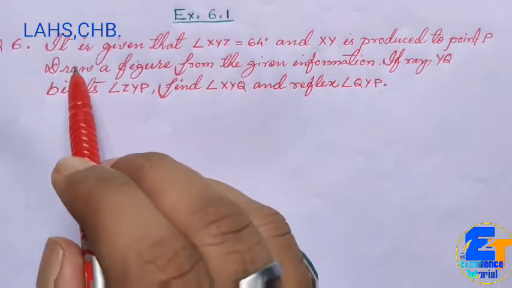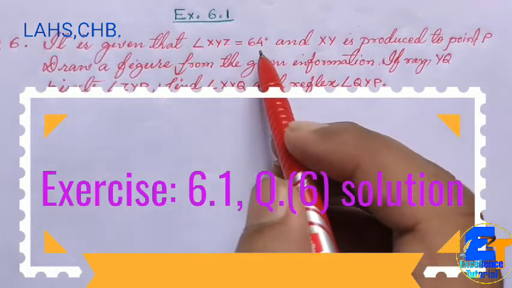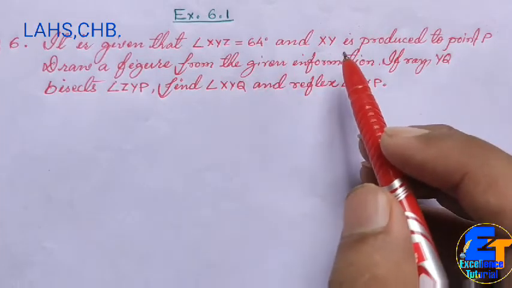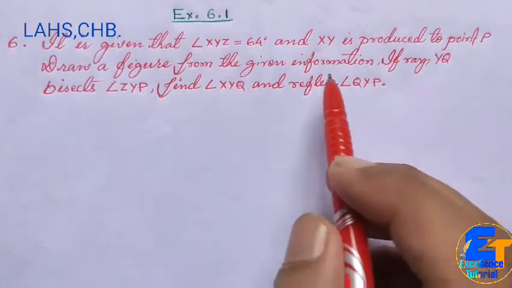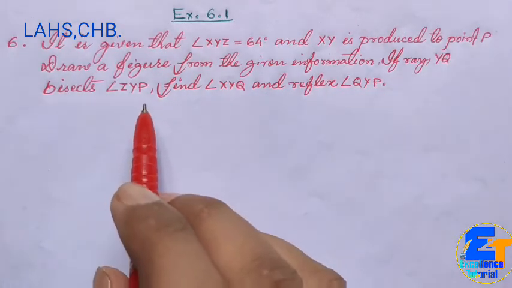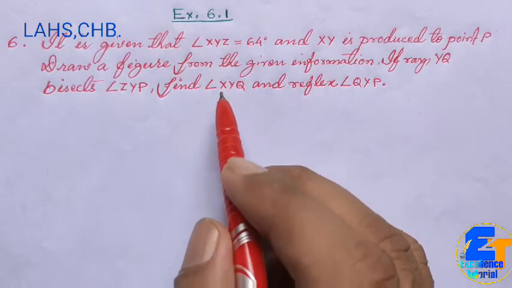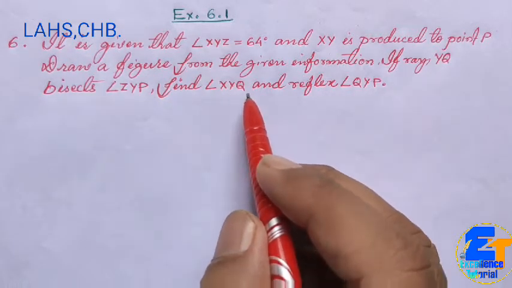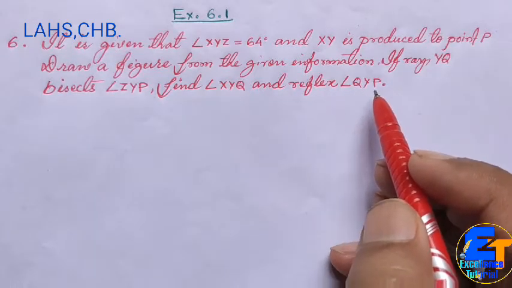Now see the question. It is given that angle XYZ, its measurement is 64 degrees, and XY is produced to the point P. Draw a figure from the given information. If ray YQ bisects angle ZYP, then we need to find the measurement of angle XYQ and reflex angle QYP.